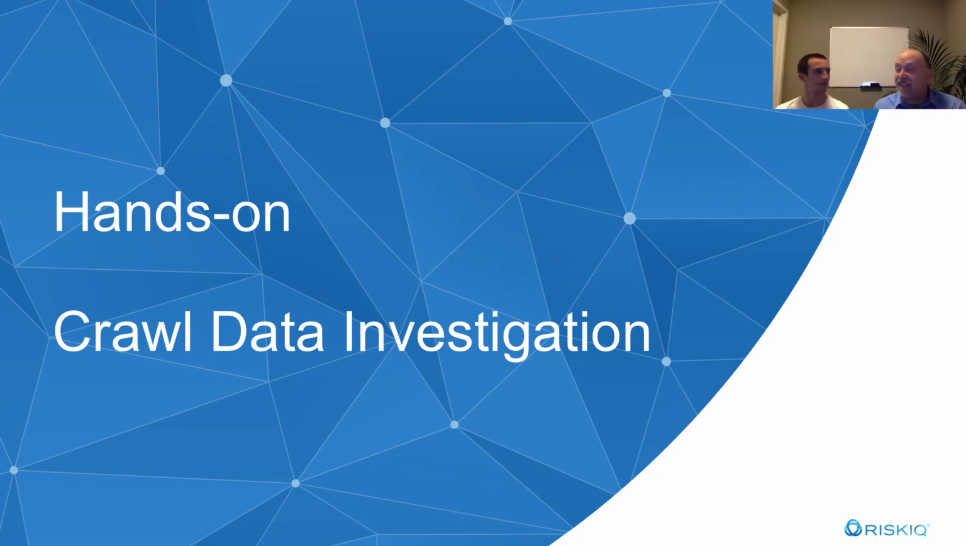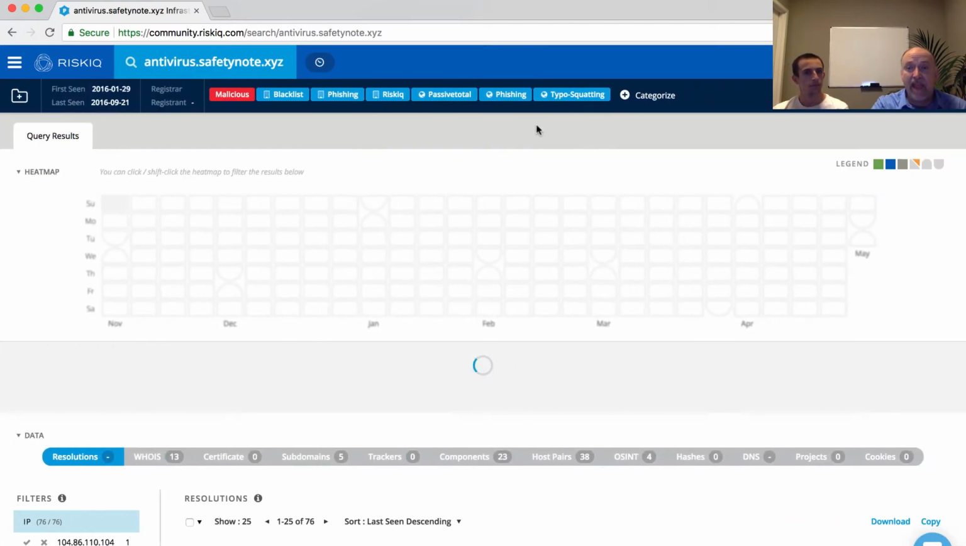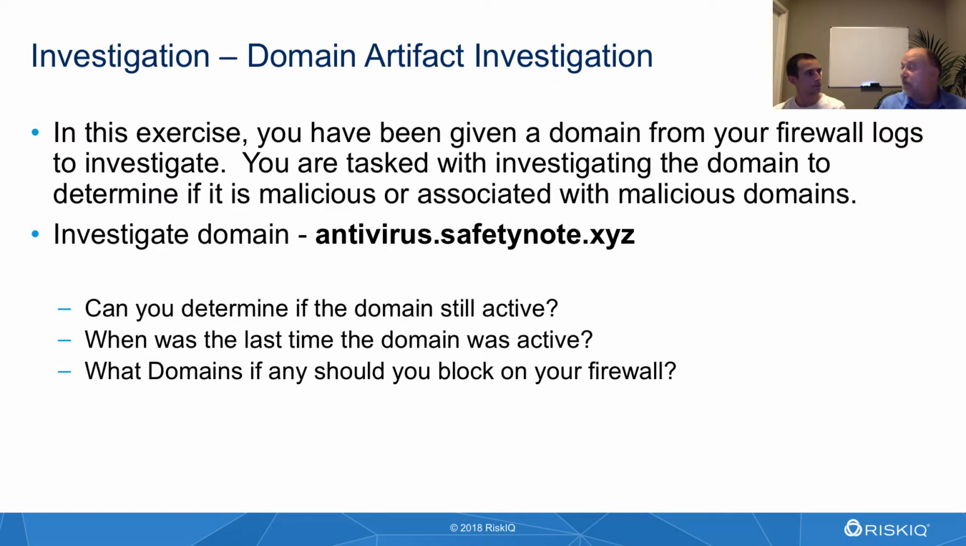So the next thing that we're going to do is an investigation and look at host pairs, so we can see the child-parent relationships and the types of information that you can glean from that. In this example, we're going to look for antivirus.safetynote.xyz. Let's say it came through the firewall, and we want to know, is this still up or down, and whether it's malicious or not. And if it is malicious, is there anything else that we should be blocking?